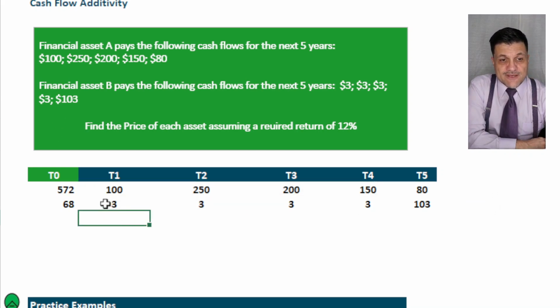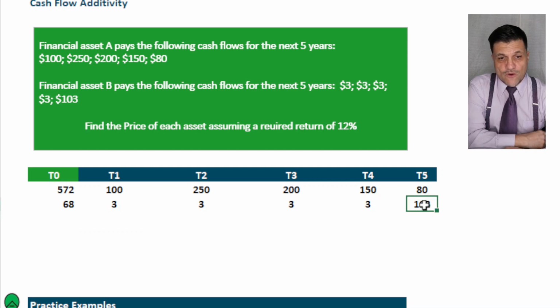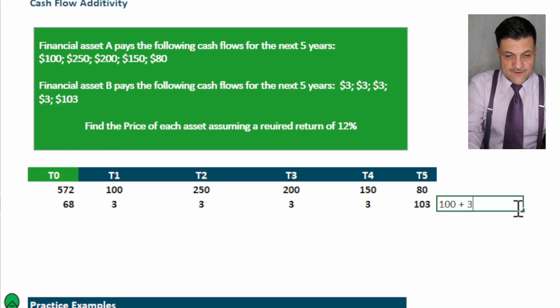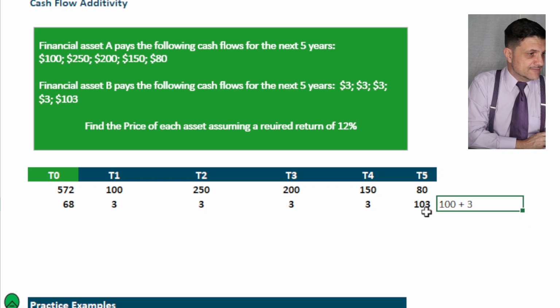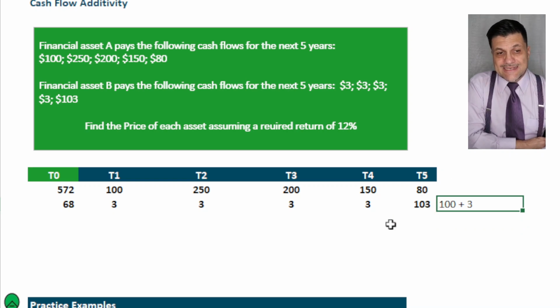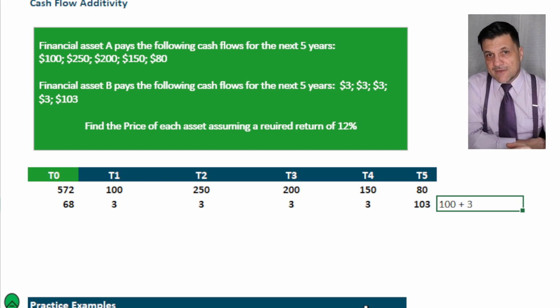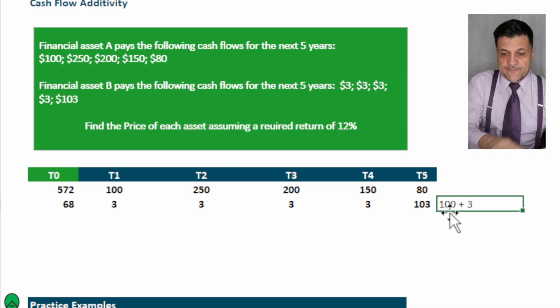Second example is the fixed income. Look at that. It's always the same amount. What is this 103 on T5? 103 on T5 is nothing more than 100, down here, plus 3. With every fixed income instrument, whatever you pay today, you receive at the end. So let's assume I gave $100 today, and then I received $3, $3, $3, $3 for 5 years, and then in the end, I receive my money back. So that's the 103 doing here.